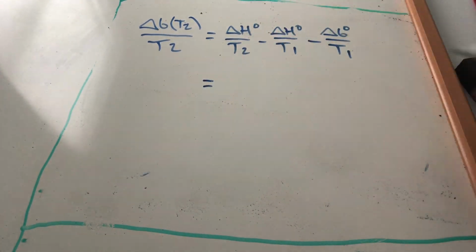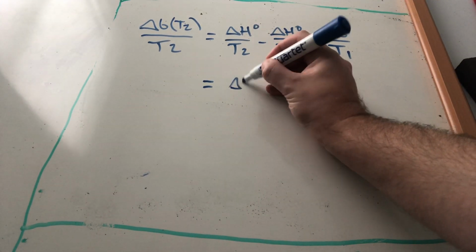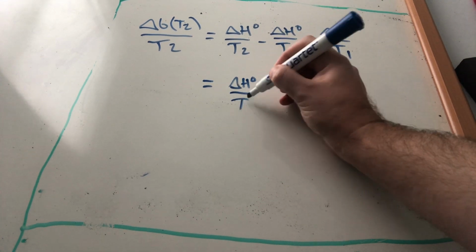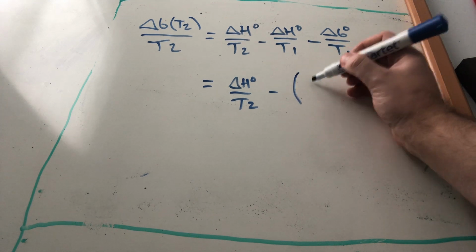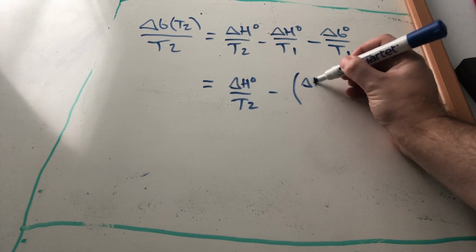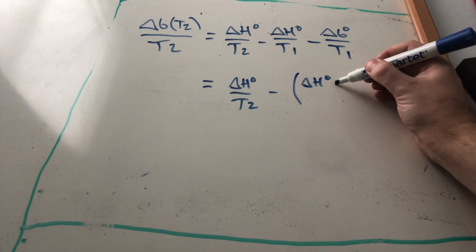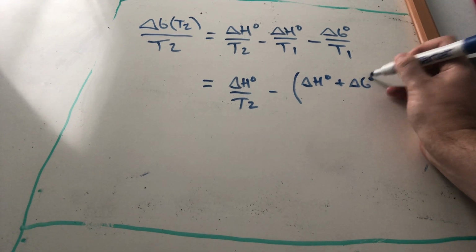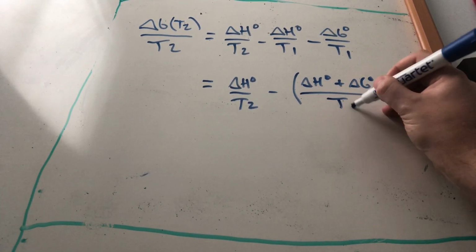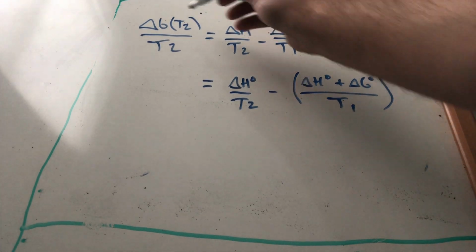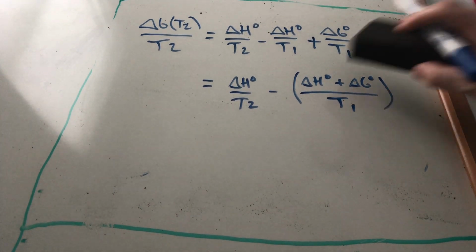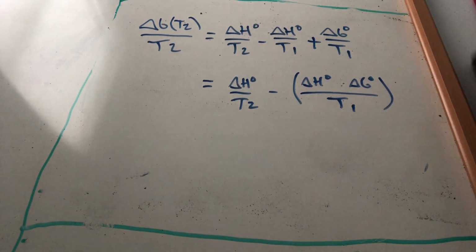So on the right-hand side, let's manipulate further. This looks like delta H naught over T2 minus, right? Let's pull out the negative sign, all right? Delta H naught plus delta G naught over T1, right? Ooh, I think I made a sign error. So when I brought this guy over, this should be a plus, and this guy, it should be a minus. Please correct that in your notes.